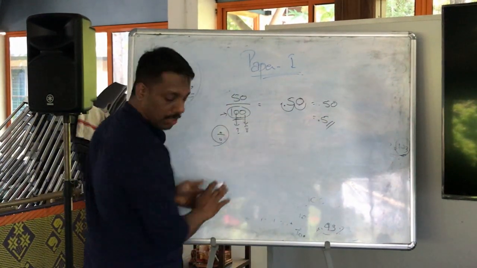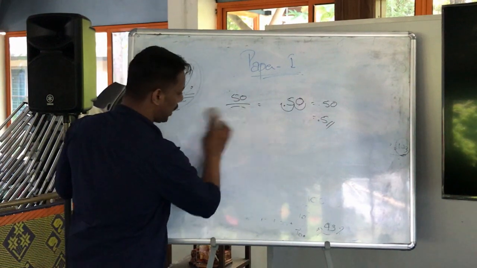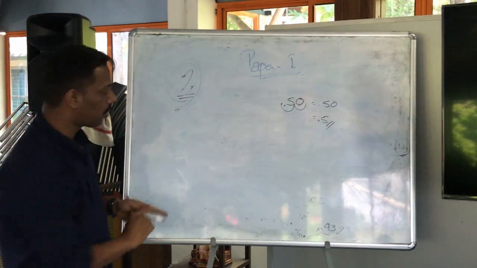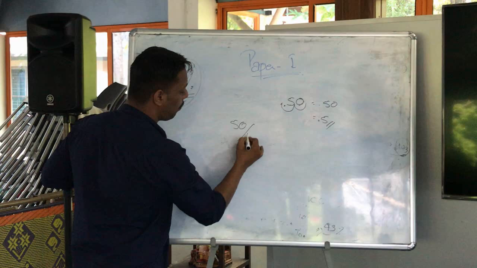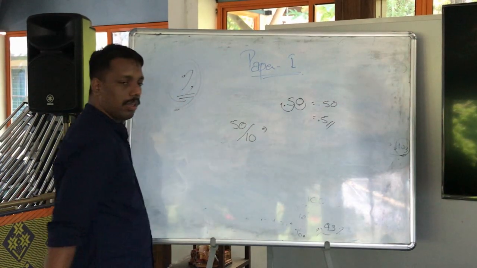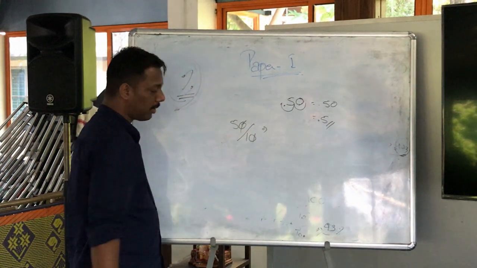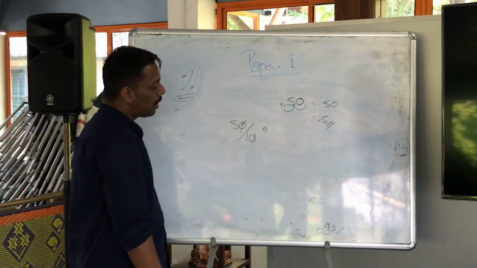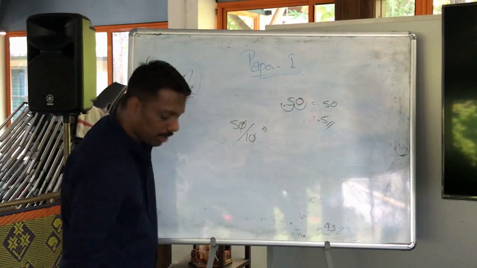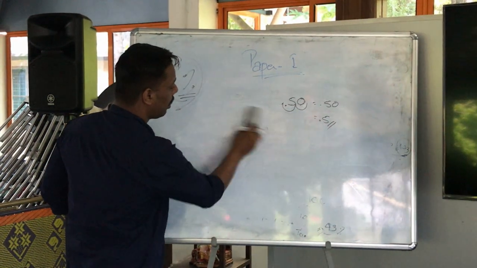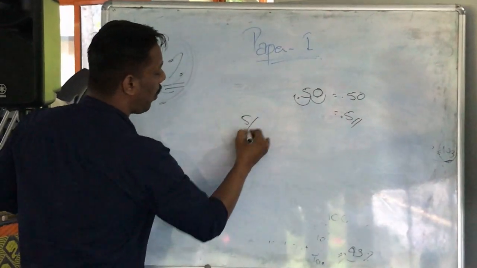Suppose it is like 50 by 10. Suppose your question is 50 by 10. How will you solve it? You can directly cancel the number. Suppose again I am asking like 5 by 100.